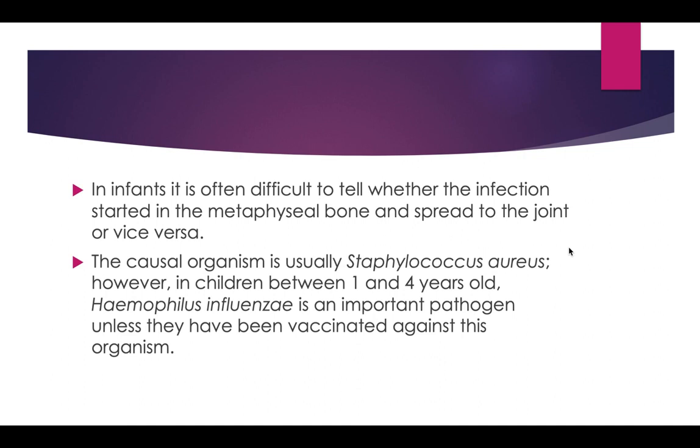The causal organism is usually Staphylococcus aureus. Still, it is the king. However, in children between 1 and 4 years old, Haemophilus influenzae is a more important pathogen than in other age groups. But we come back to say that Staphylococcus aureus is still the dominant.